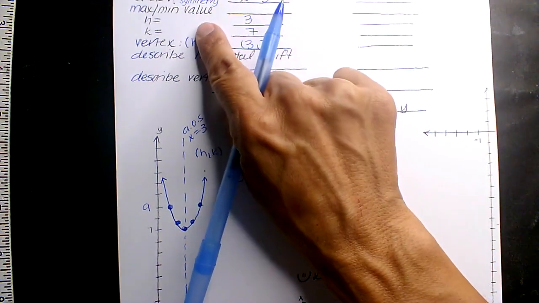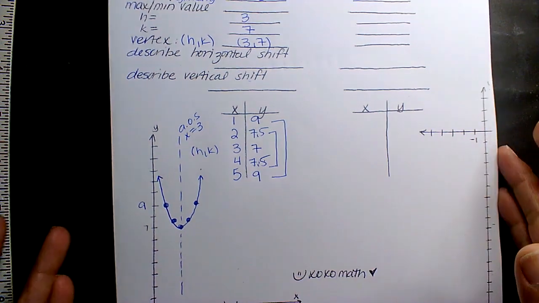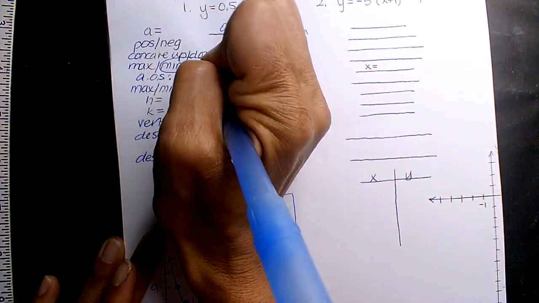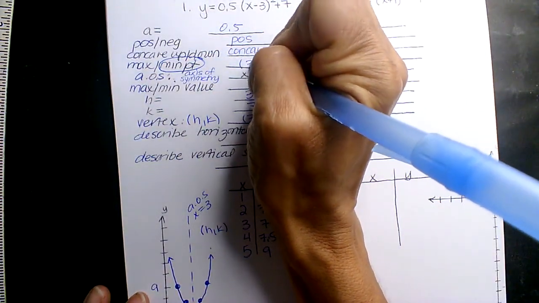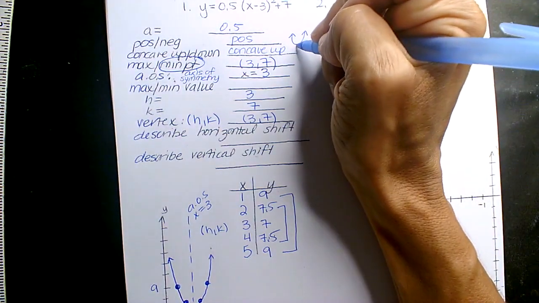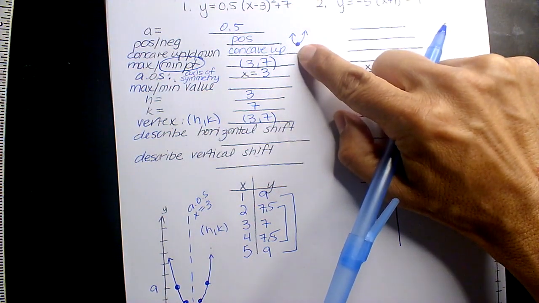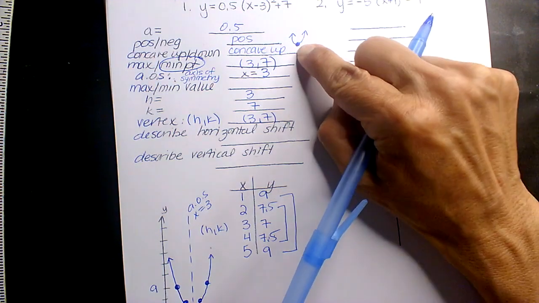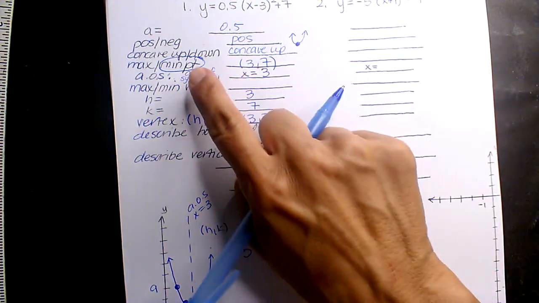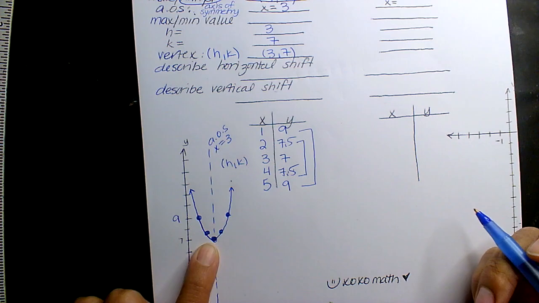What's your max/min point? Because it is concave up, is it a max or a min point? Min, right. So it's going to be the min point, and that point is the vertex point. It's the exact same point. If I dot it here, it's your lowest point. So if it's concave up, it's your lowest point. If you're concave down, it's your highest point. It's the peak. So here it's a minimum point, and that's just that 3, 7. It's that lowest point.